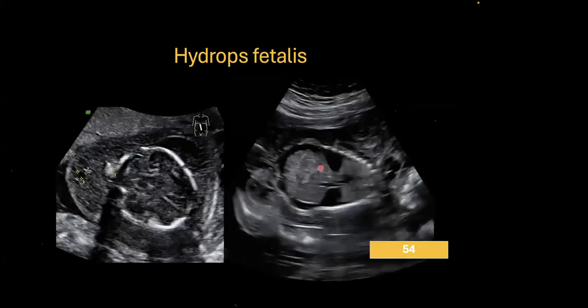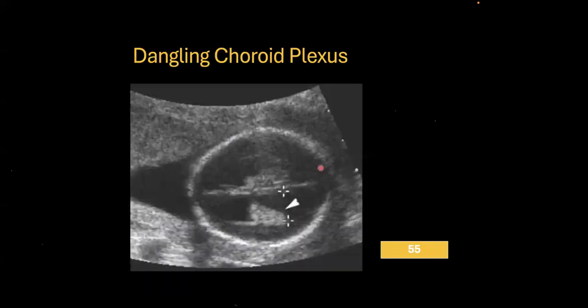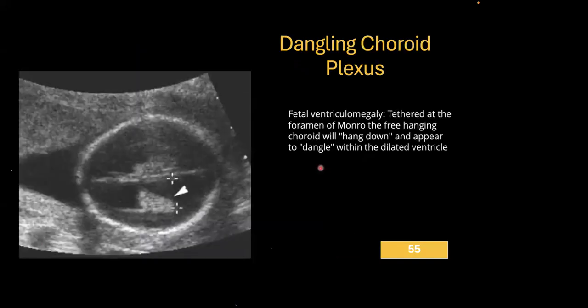Most of you got it correct. There is pleural effusion, there is skin thickening. So this is a case of gross hydrops fetalis. Okay, because of the ventriculomegaly, we can see the dangling choroid plexus. Most of you got this correct.